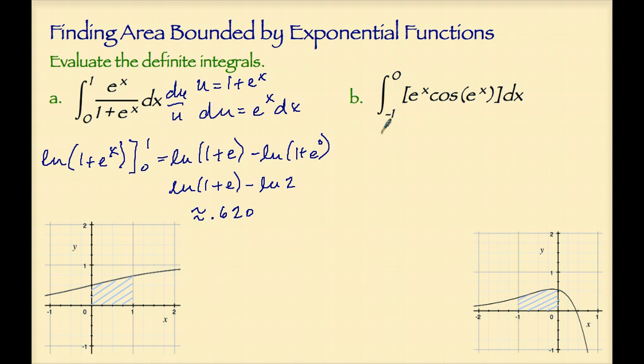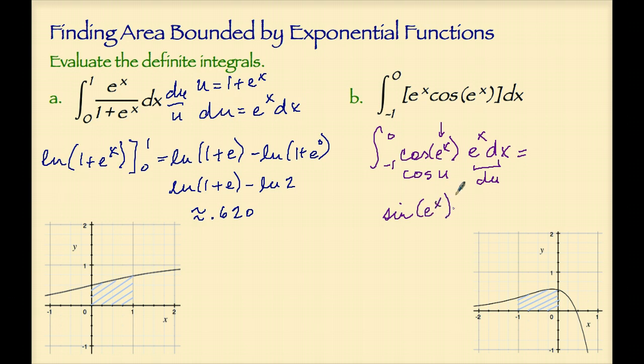Now let's look at this second integral. First of all, I'm going to rewrite it. The integral from negative 1 to 0 of cosine e to the x, and then I'm going to put after that e to the x dx, because now we can see that this is really just cosine of u, where my u is e to the x, and of course e to the x dx would be du. Well, the integral of cosine u is just sine of u, so that means I'm going to have sine of e to the x from negative 1 to 0.